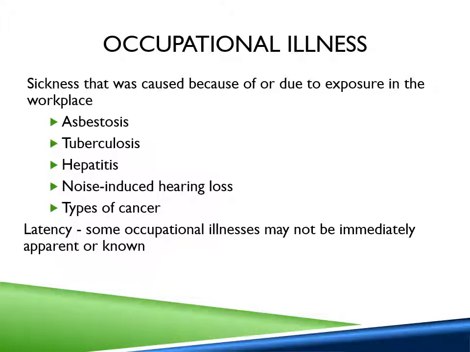Examples of an occupational illness or disease that have been documented include asbestos, dermatitis, occupational asthma, tuberculosis, hepatitis, influenza, chickenpox, noise-induced hearing loss, and certain types of cancer. Occupational illnesses are rarely acute and generally develop over time. Latency refers to the concept that some occupational illnesses may not be immediately apparent or known. It is common in the diagnosis of many of the illnesses noted on this slide that there is a period of time, sometimes years or even decades, between initial exposure to the hazard and the appearance of an illness or disease.